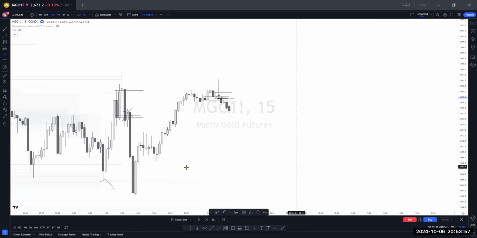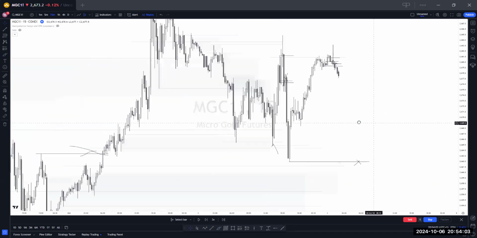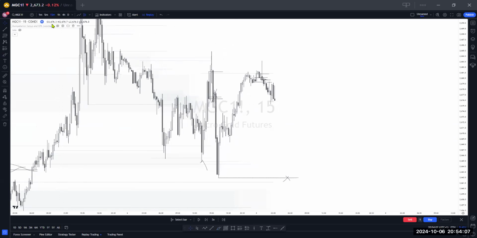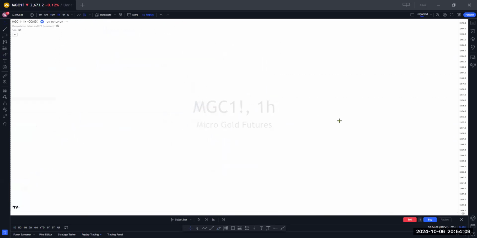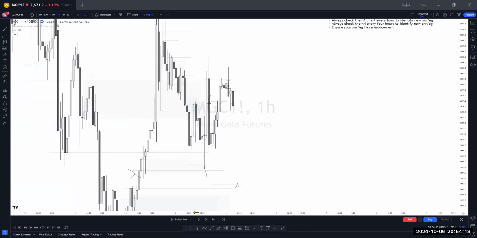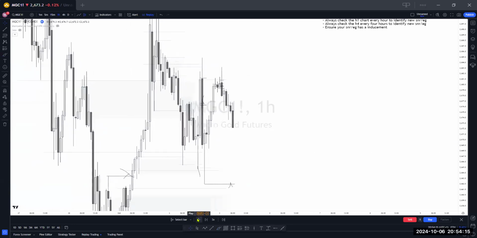Where would my first target be? Conveniently, this would be my first target. My first target for the sell, right? Conveniently, okay. So let's see that drop. And as price keeps dropping, never forget you want to keep checking the H1. Are there new levels formed? What's going on the H1? You want to keep yourself abreast of all of that.